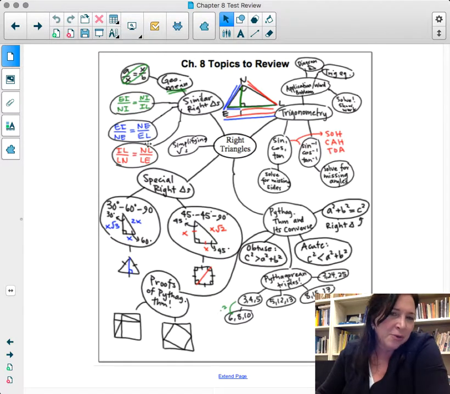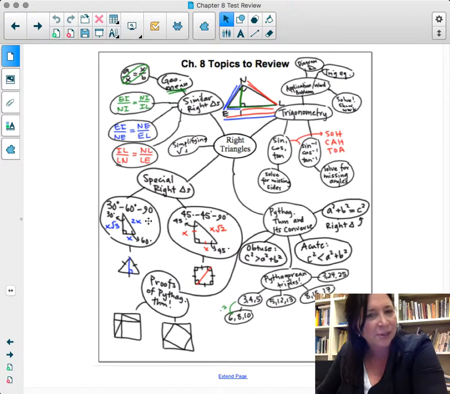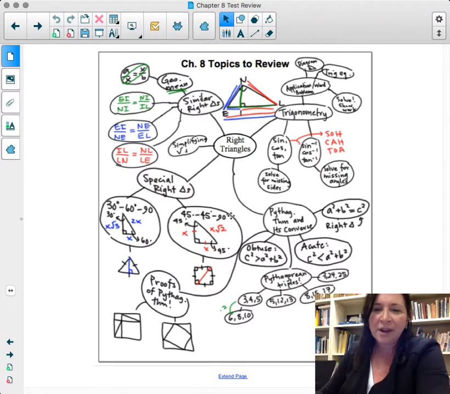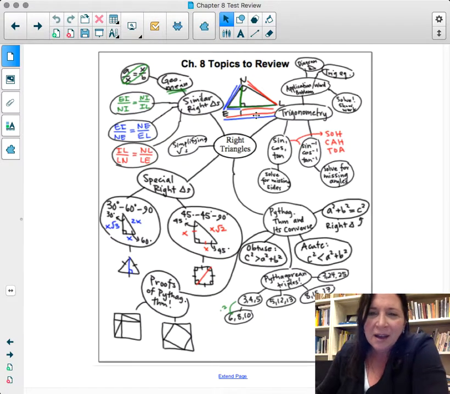We need to know geometric means and similar right triangles. You need to know special right triangles. Those are your 30, 60, 90s, 45, 45, 90s. A couple of proofs. I like this proof of the Pythagorean Theorem. You need to know the means. Of course, right triangles. That's the center of everything. You need to know applications of triangles.